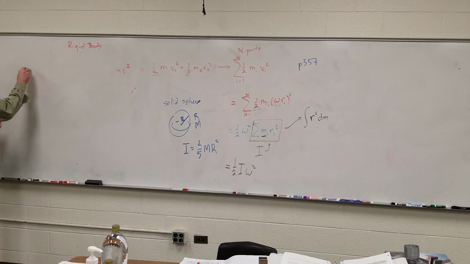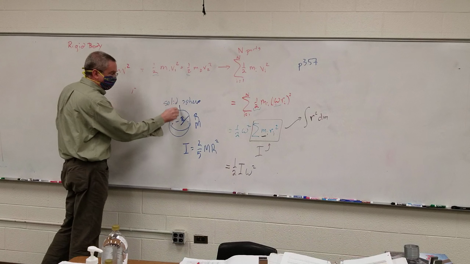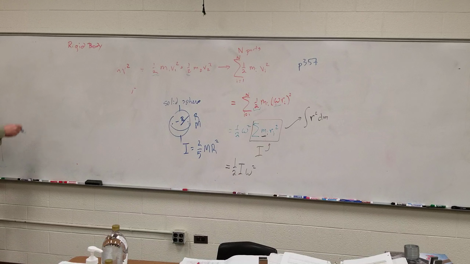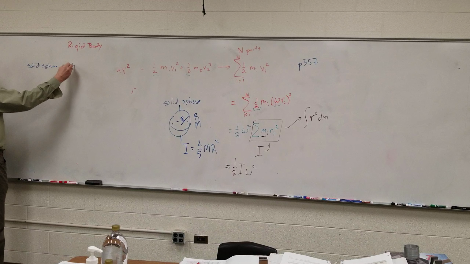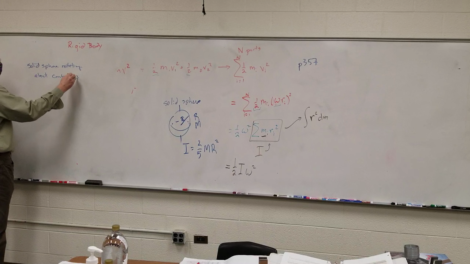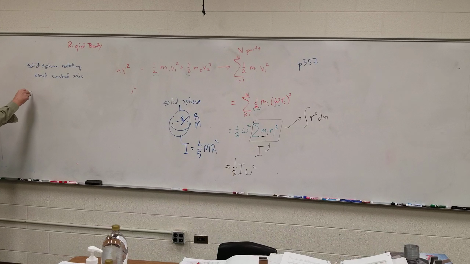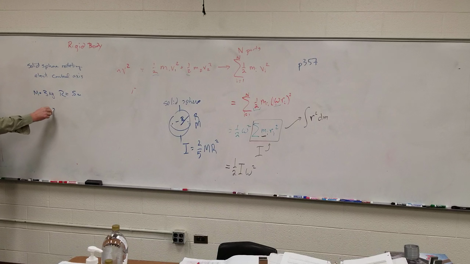So if I have my solid sphere there that is rotating about, I guess I do need to state one other thing. That's the formula if it's rotating about a central axis here. So if I have a solid sphere rotating about a central axis, and the mass is 3 kilograms and radius is 0.5 meters, the moment of inertia is just a straight up plug and chug, 2/5 times the mass times the radius squared.